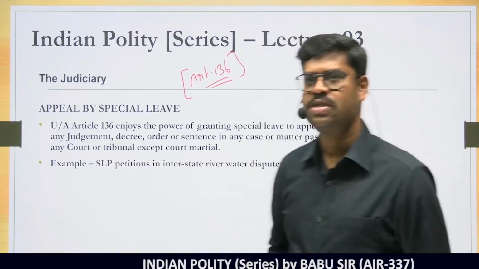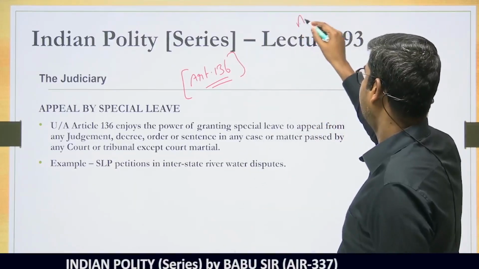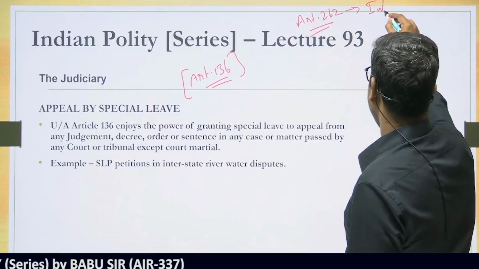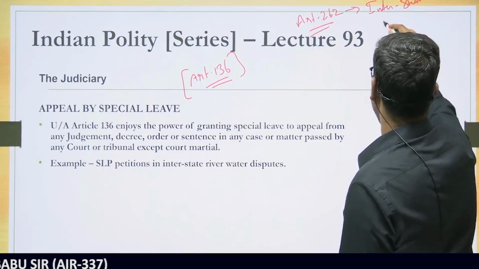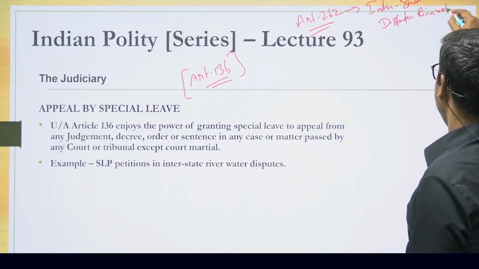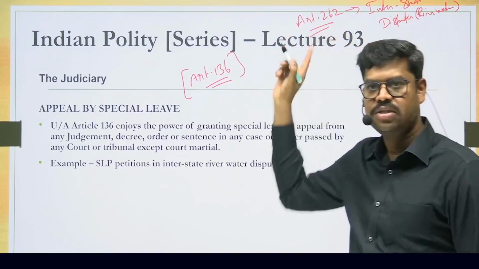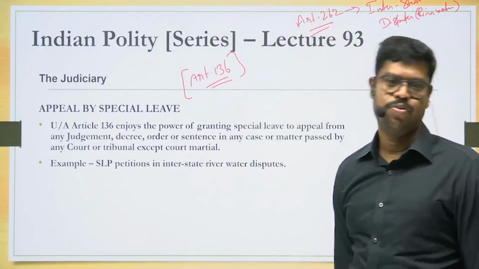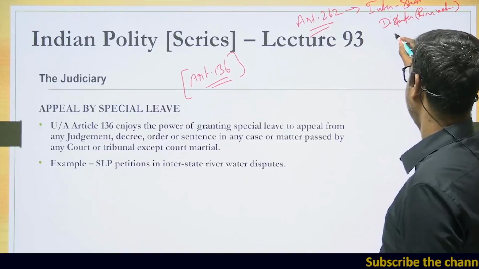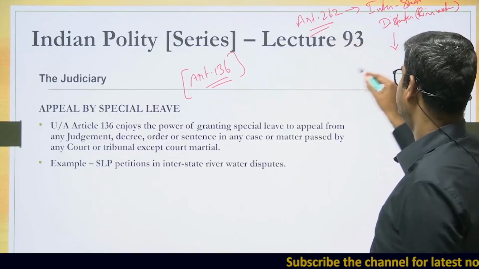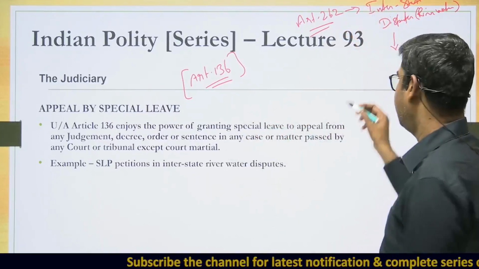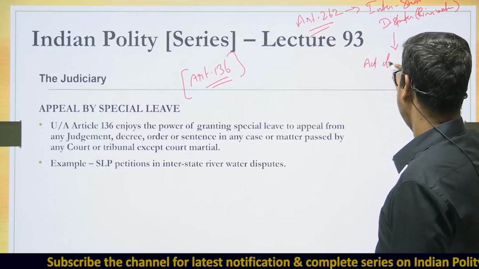Say for example, let us try to relate. We have already seen what Article 262 is. What is Article 262 saying? Article 262 is about interstate river water disputes. Whenever there is an interstate river water dispute, although it is a federal dispute, no doubt, the matter cannot directly go to the Supreme Court. Because the matter cannot directly go to the Supreme Court in case of an interstate river water dispute, the Constitution says such disputes can be placed only in front of such an authority as may be determined by an act of Parliament.